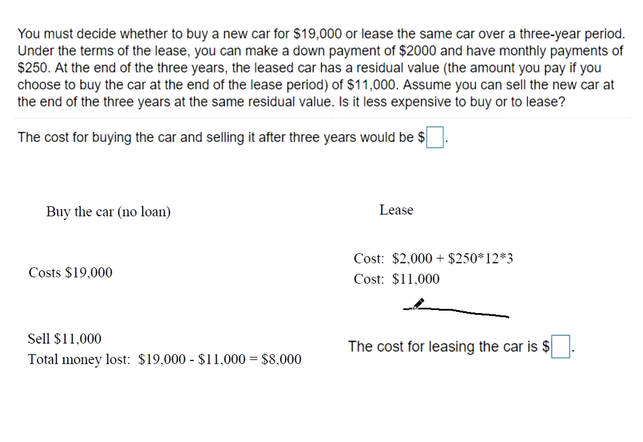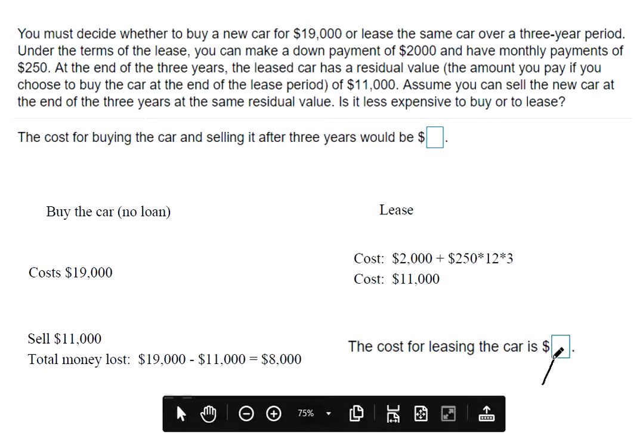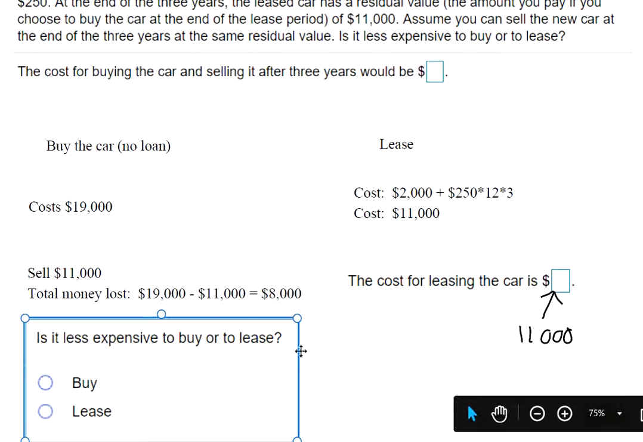The next part of this question says the cost for leasing the car, and that's what we just calculated up here. You have to make the $2,000 down payment plus $250 for 12 months out of 3 years. So the cost for leasing the car is $11,000. So is it more expensive to buy or lease? It's more expensive to lease in the end.